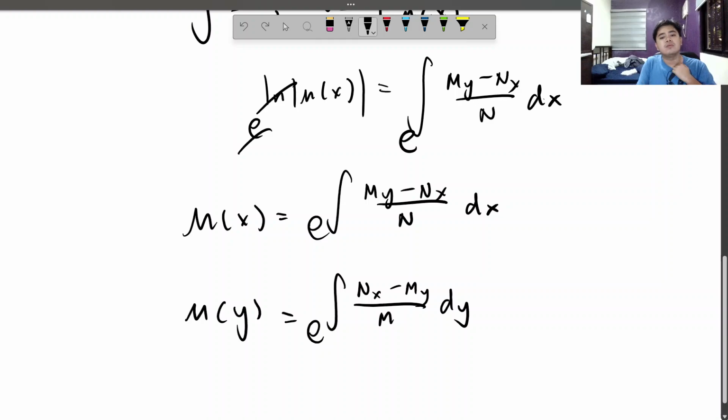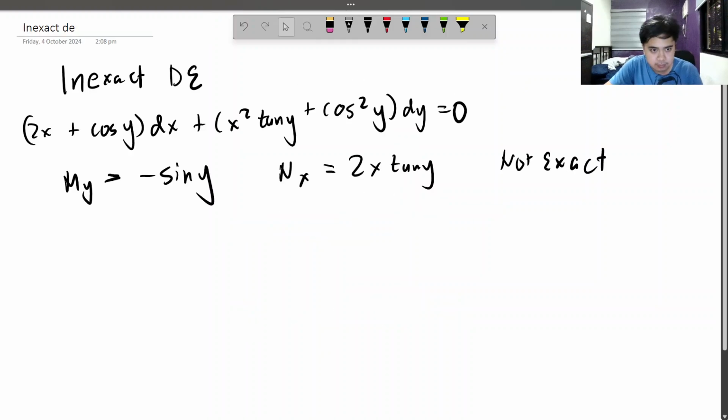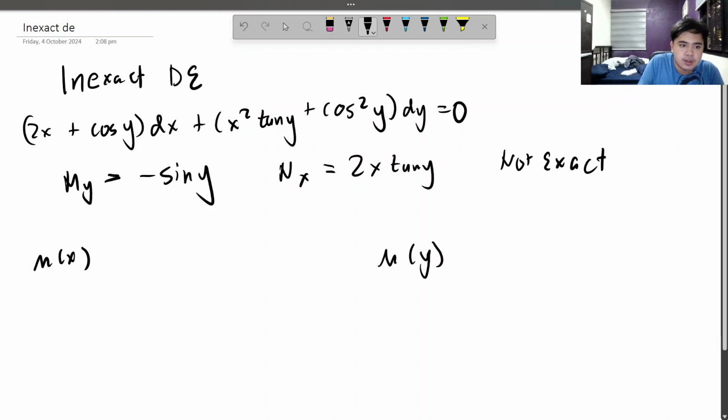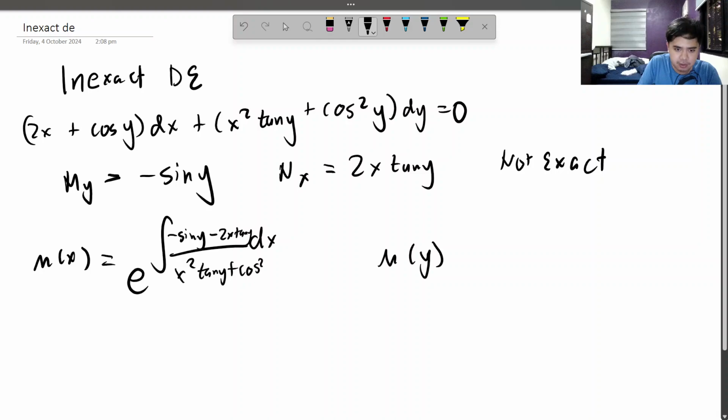So there you go. These are the two formulas we can check. So let's go back to our question. Now, for this one, let's try both, right? So mu of x and mu of y. Mu of x is e raised to, first of all, since this is dx, so M_y, negative sine y, and then minus N_x, minus 2x tangent y, over, since this is N, we should divide by N, so x squared tangent y plus cosine squared y.